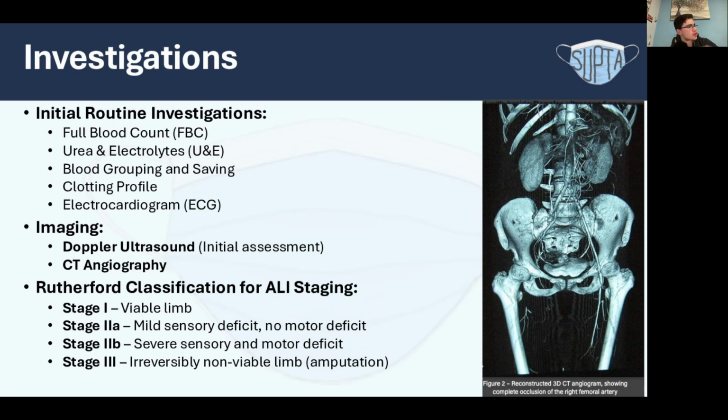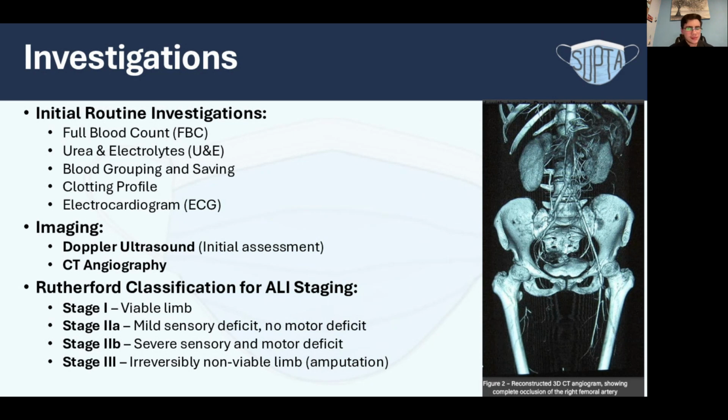So with FBC, you're trying to see if there's any infection, if there's any anemia. Obviously, with infection, you will have high CRP, you'll have a high white blood cell count. With anemia, we'll have low hemoglobin, which these are considered risk factors for acute limb ischemia. It could exacerbate a pre-existing condition that then leads to acute limb ischemia.